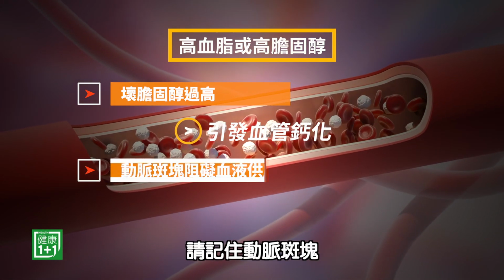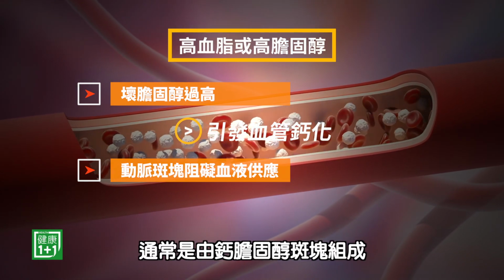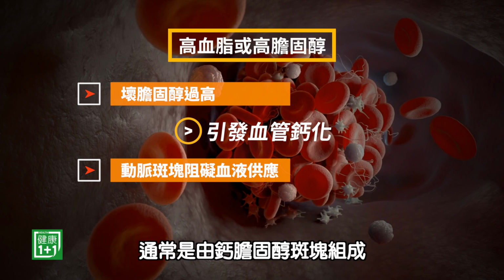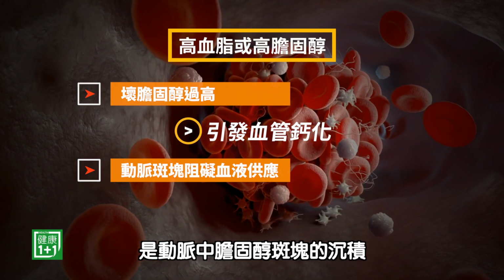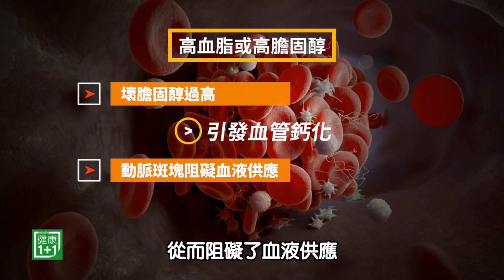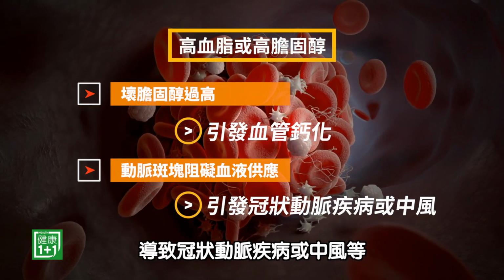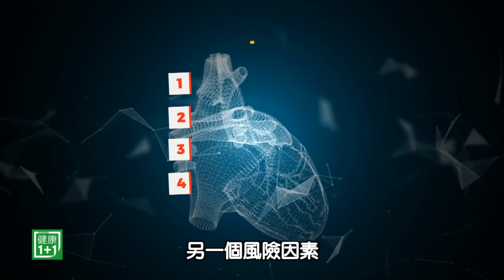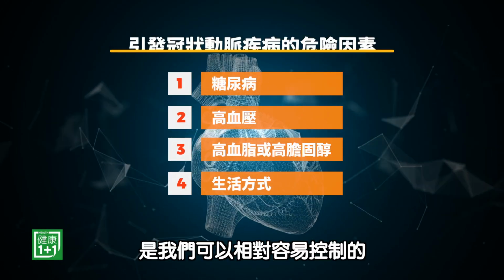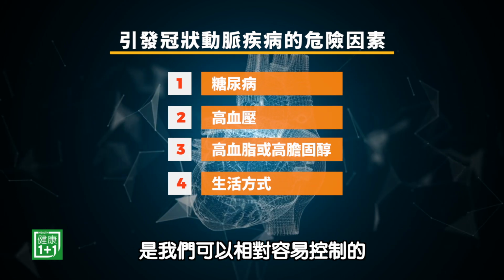Keep in mind that the plaques in the arteries are often composed of calcium and cholesterol. So it's a deposition of cholesterol plaques in the arteries which limits the blood supply, leads to coronary artery disease, heart disease, strokes, etc.